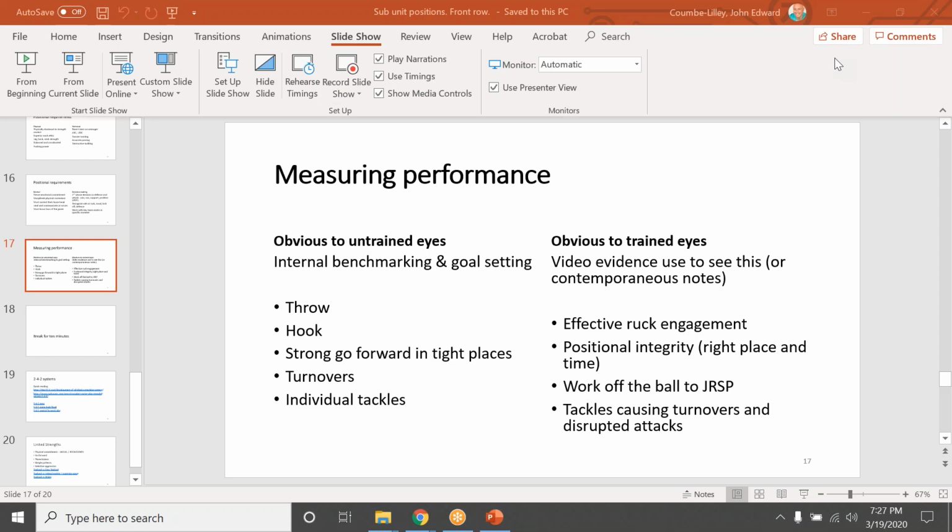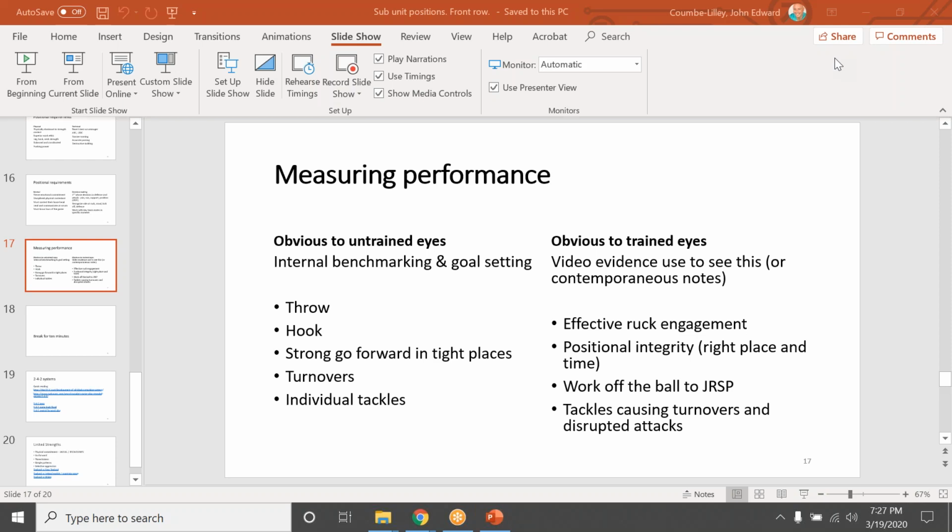So if the throw doesn't work, it doesn't work. Everybody can see that. Can they problem solve it? That's different. Can they see that the scrum's been won or lost? Whoop-de-doo. Okay, you can point it out. Big deal. Can you solve the problem with the players? Strong go forward in tight places. Wow, really? And so on.